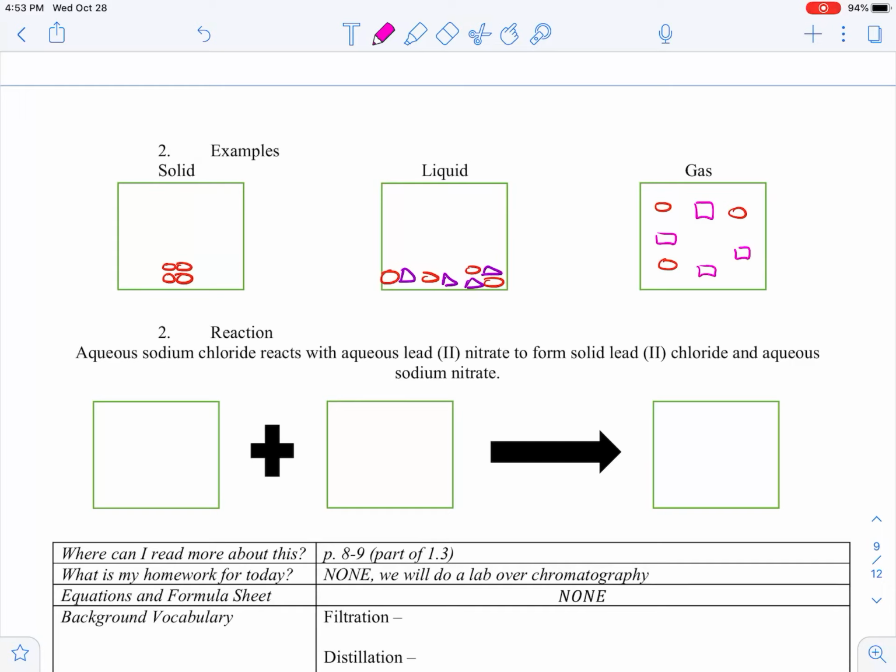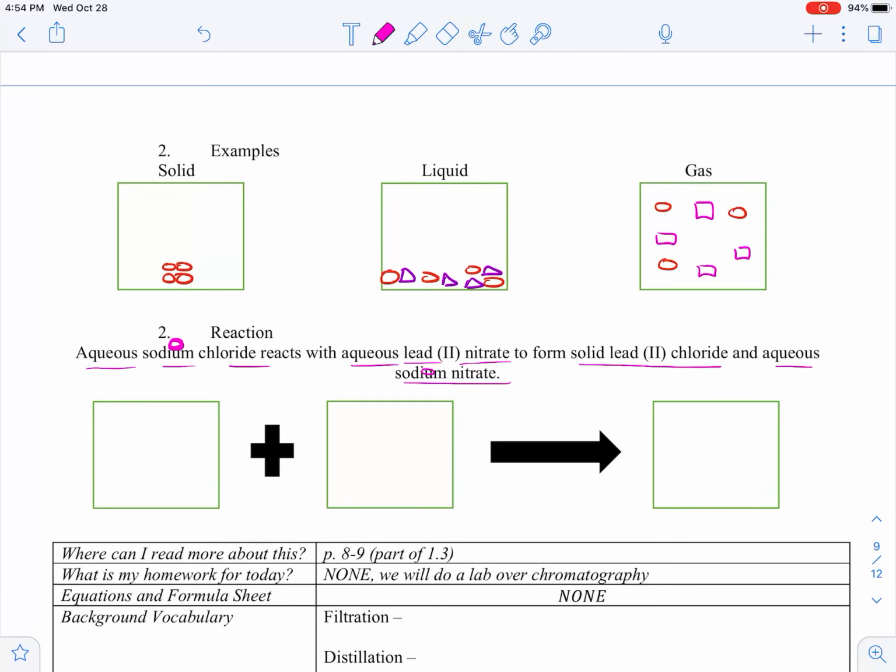Let's move to a reaction and what they want us to be able to do with a reaction. Here's what we've got: aqueous sodium chloride reacts with aqueous lead(II) nitrate to form solid lead(II) chloride and aqueous sodium nitrate. Okay, that's a lot going on. So we need 4 basic shapes. Let's go with our first shape for sodium: a pink circle.